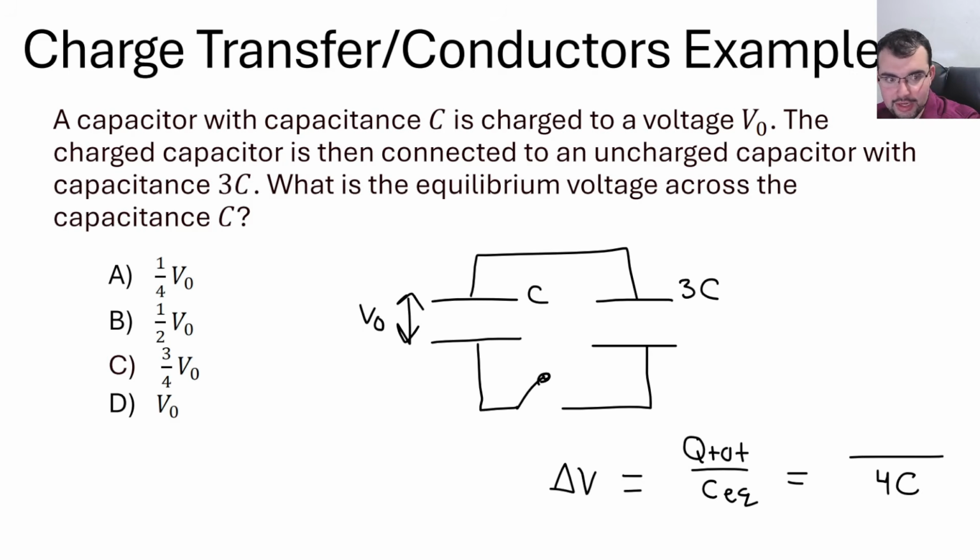We don't actually have Q, but we can find it, because we have the relationship for a capacitor that says Q on a capacitor plate is C times delta V. So that actually means the charge we have to work with, which is just on the charged capacitor, would just be CV0. So we see the C divides out, and we're left with a 1/4 in front.